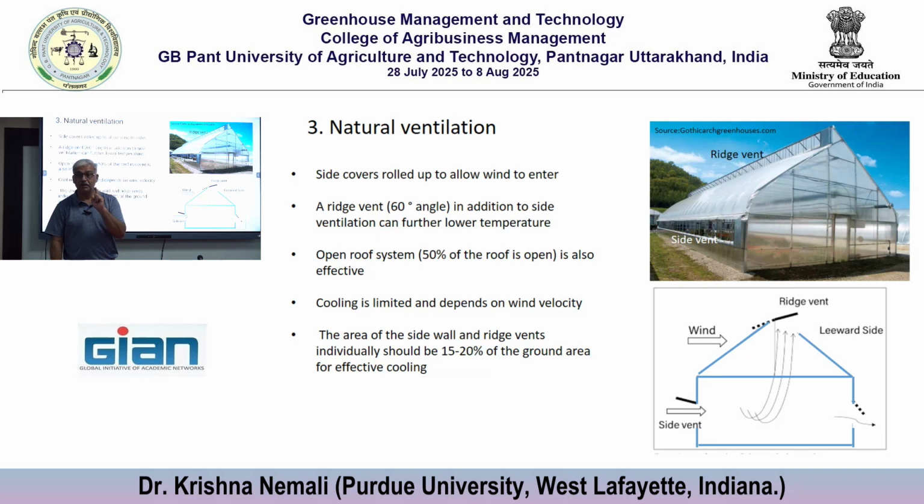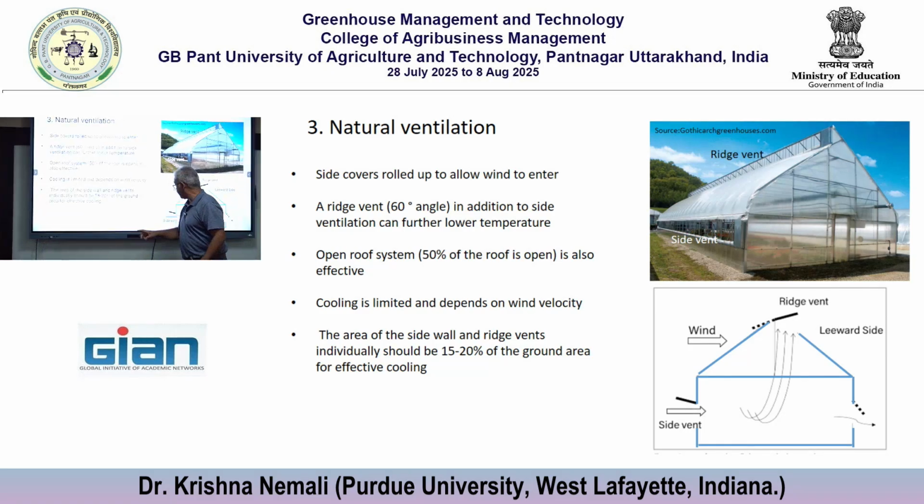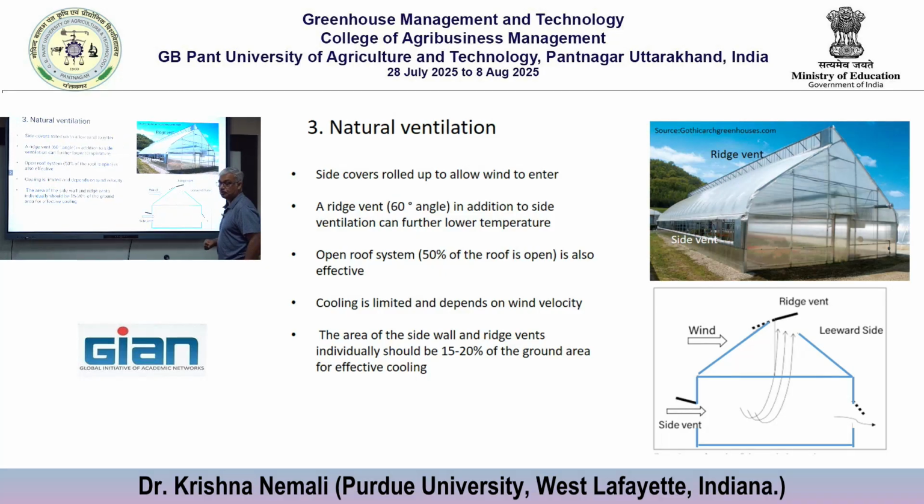So here is the rule of thumb. The side ventilation, both sides, this side area and this side area, should be 15 to 20% of the area of the greenhouse. So what does that mean? Let's say this greenhouse is 10 meters by 50 meters, 500 meters square. I'm telling you that the area of the side ventilation should be at least 15% of that 500, which is 75 meters square. At a minimum, you should create an area of 75 meters square. So maybe 40 meters square on this side, and 40 meters square on that side.